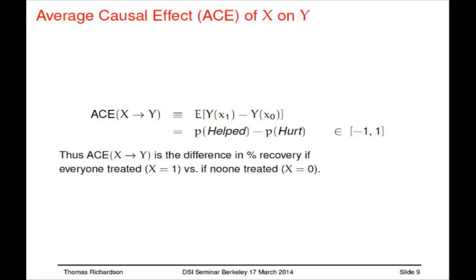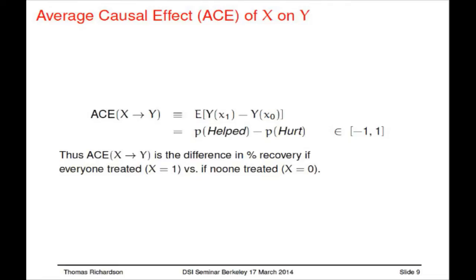So a quantity of interest, I mean, there are many quantities that might be of interest, but one particular quantity of interest is the average causal effect of x on y, which is just the difference between the expectations of these two potential outcomes, which also corresponds in this simple setting to the difference between the proportion helped and the proportion hurt. And we can also think about this as the difference in the proportion of people recovering if everyone were treated versus if no one were treated.